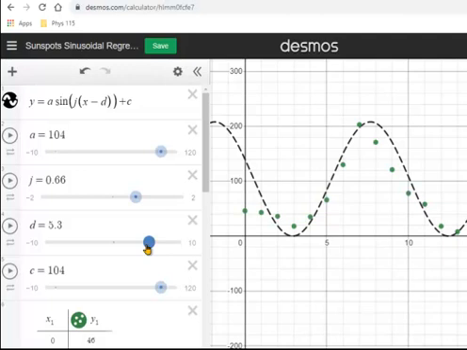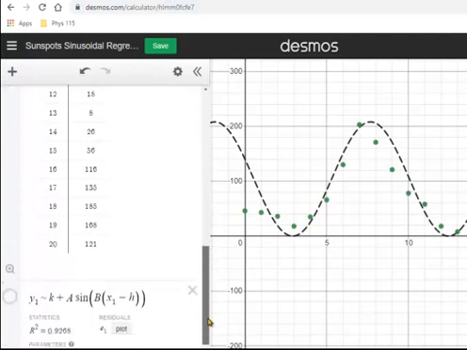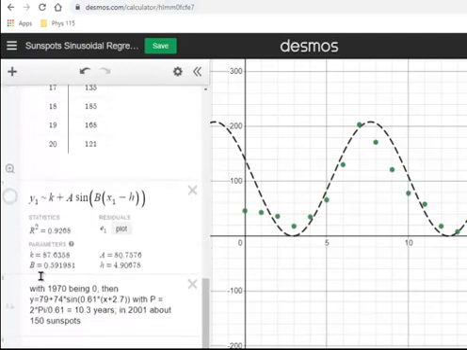So these would be my parameters for the equation, 104.66, 5.3, 104. So that's, of course, what you would have to do. And then I'm going to scroll down, and Desmos is actually going to do that for me. So it's this one here when I click this one right there.